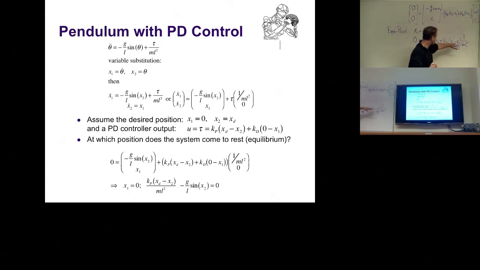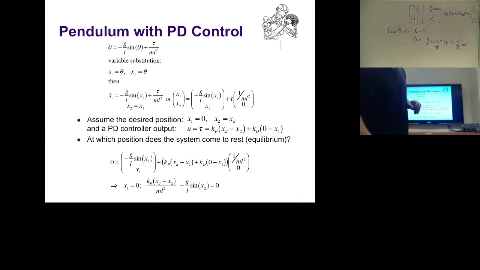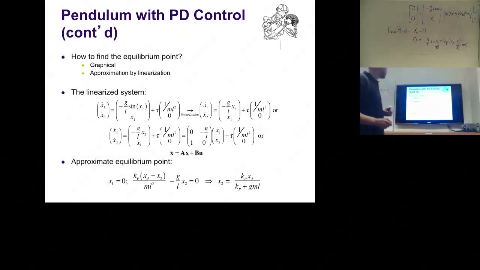Sine x2 at x2, we cannot isolate x2 on one side in these two different terms. It's just not working, so we have to find other solution methods. So let's look at that. We still need to find the equilibrium point, so x2.